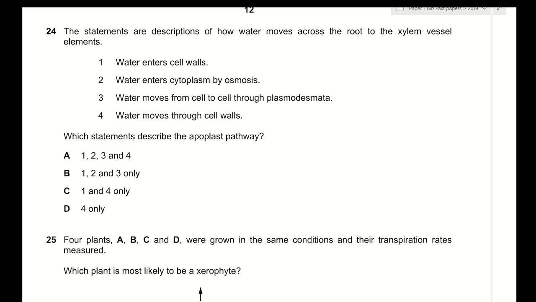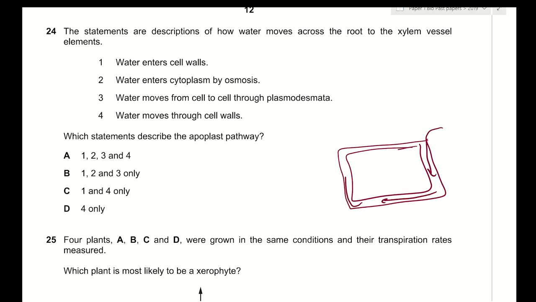Number 24, the statements are descriptions of how water moves across the root to the xylem vessel elements. Which statements describe the apoplast pathway? So the apoplast pathway is the intercellular movement of water through cell walls. So the water is moving through cell walls of cells. Now, let's see the suggestions that we have here. One, water enters the cell walls. This is great. They do enter the cell wall and travel through the cell walls in the apoplastic pathway.